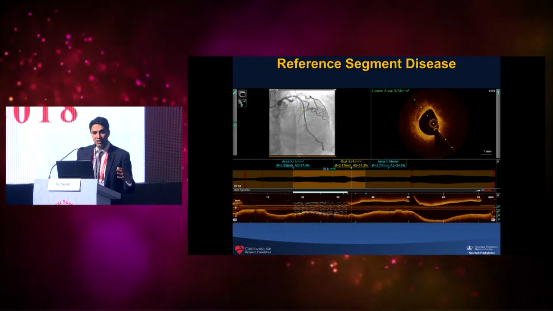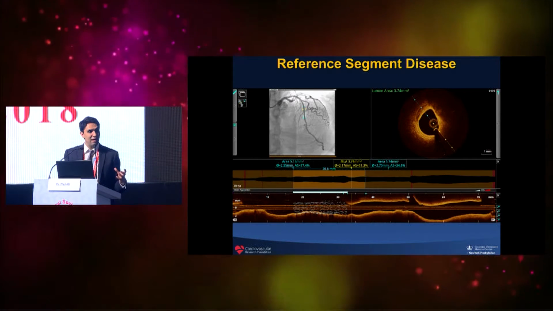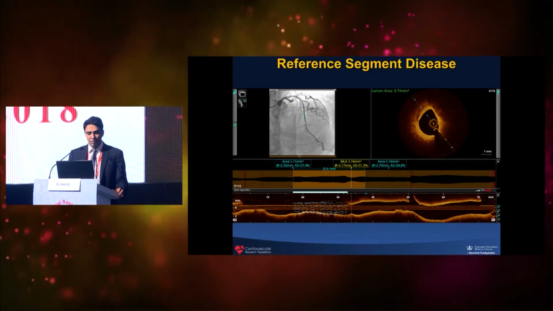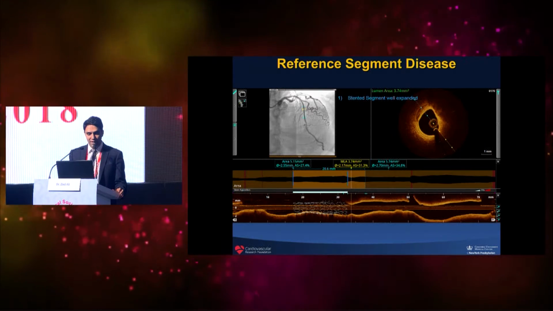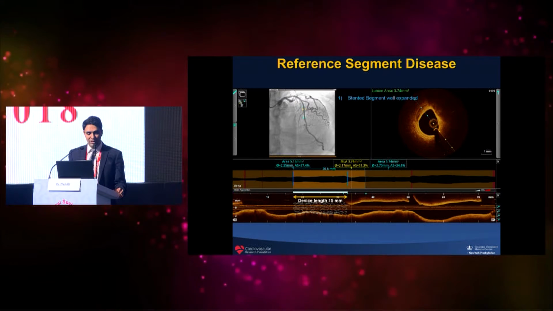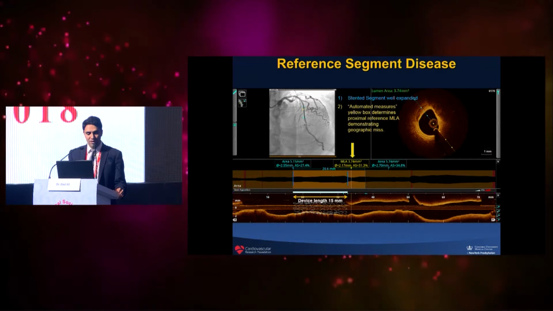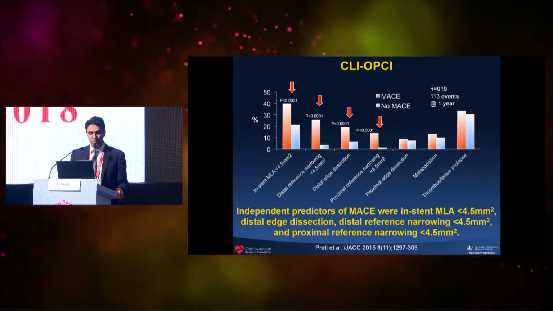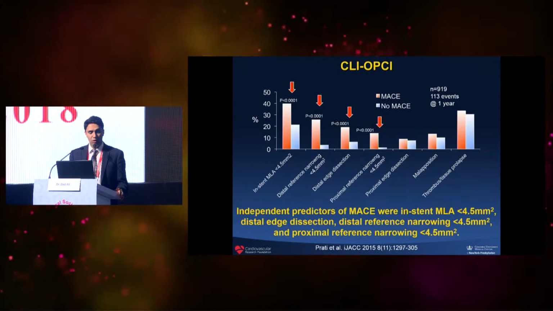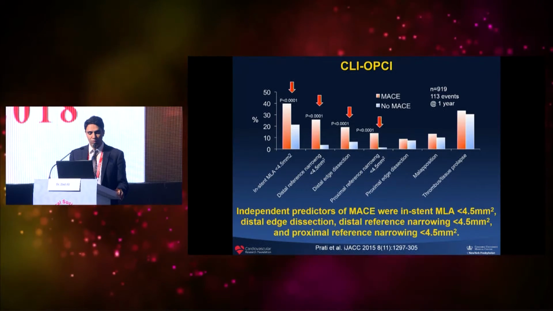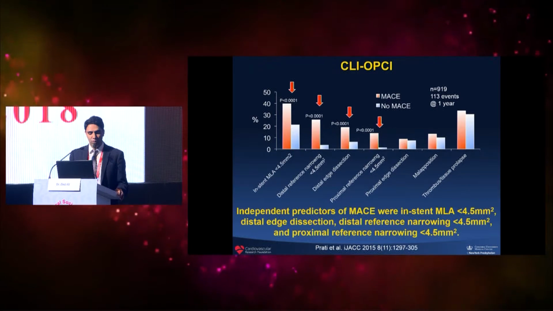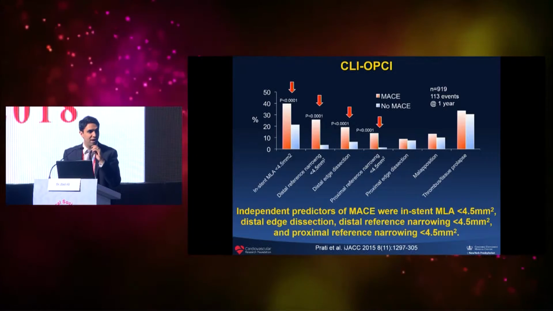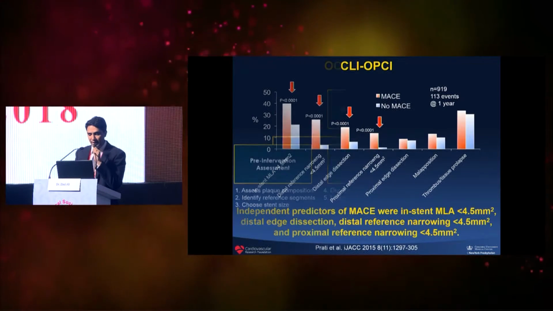Finally, you need to ensure that the reference segments, both the inflow and the outflow, are normal. Here you can see that the stent is perfectly expanded. There's no residual lesion. However, proximally there is a major geographic miss, and this is an independent predictor of target vessel failure. This registry, called the CLEO-PCI registry, clearly showed us that when you have an in-stent MLA of less than 4.5 or a distal or proximal reference narrowing less than 4.5, that the hazard ratio is significantly increased.